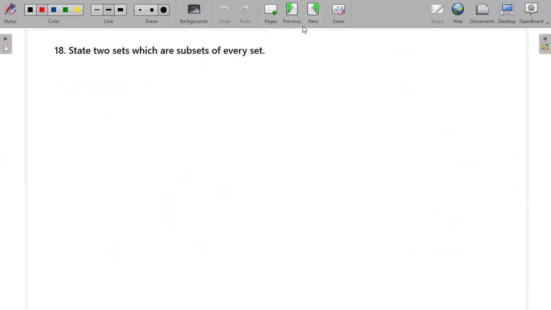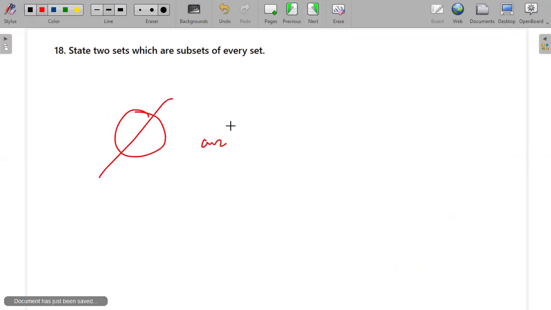Right, let's move on. Question 18, they're saying state 2 sets which are subsets of every set. Okay, so this is just the empty set and the set itself.